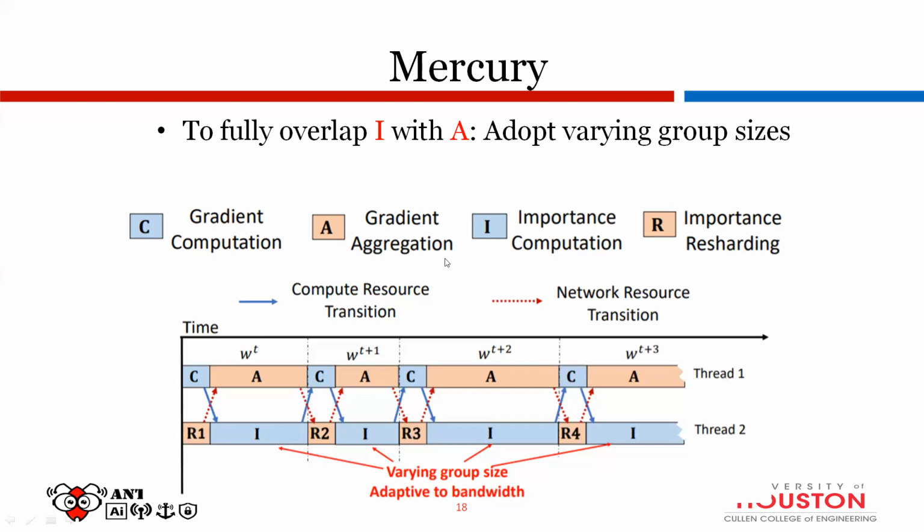Although I think probably for the importance computation, importance resharding, it's not that important compared with federated model aggregation, global model updates. But still, you use old information to do the importance computation and importance resharding, so you see more delay or something.